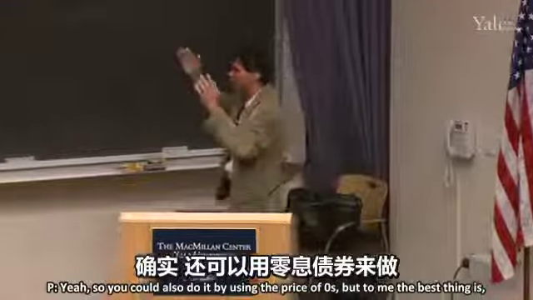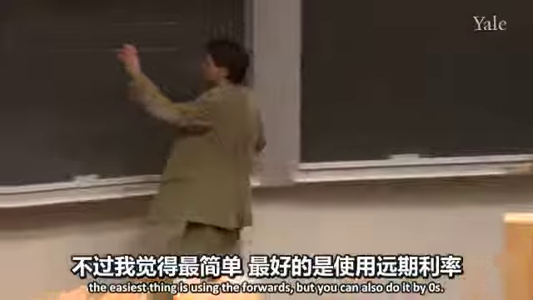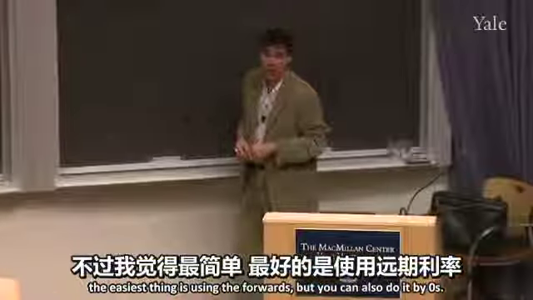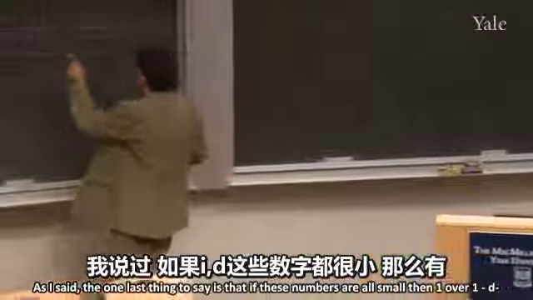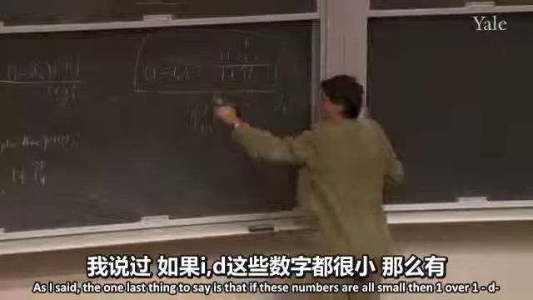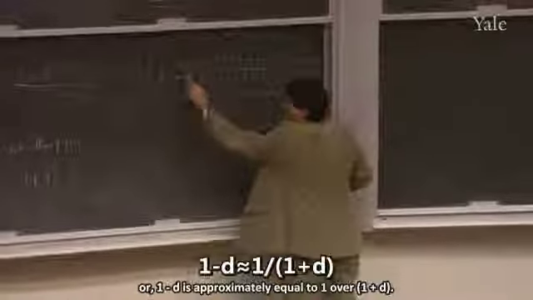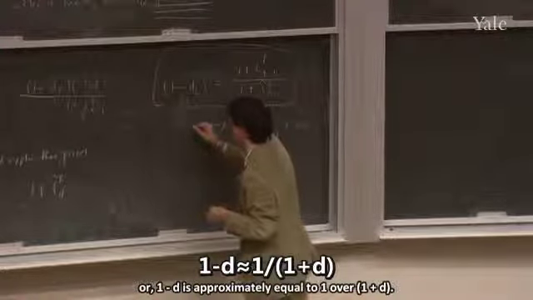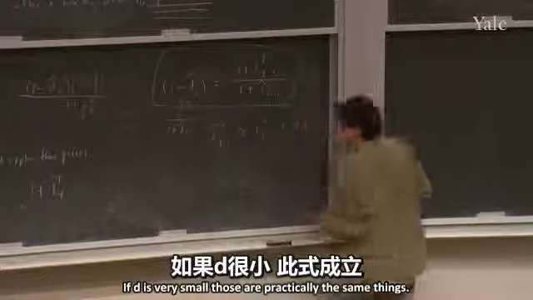Yeah, so you could also do it by using the price of zeros. But to me, the easiest thing is using the forwards. But you could also do it by zeros. Okay, so that's all I wanted to say. The one last thing to say is that if these numbers are all small, then 1 over 1 minus d, or 1 minus d, is approximately equal to 1 over 1 plus d. If d is very small, those are practically the same things.